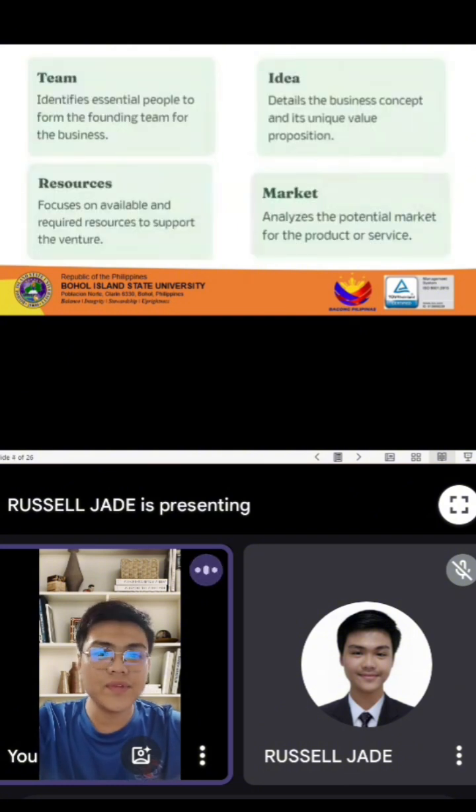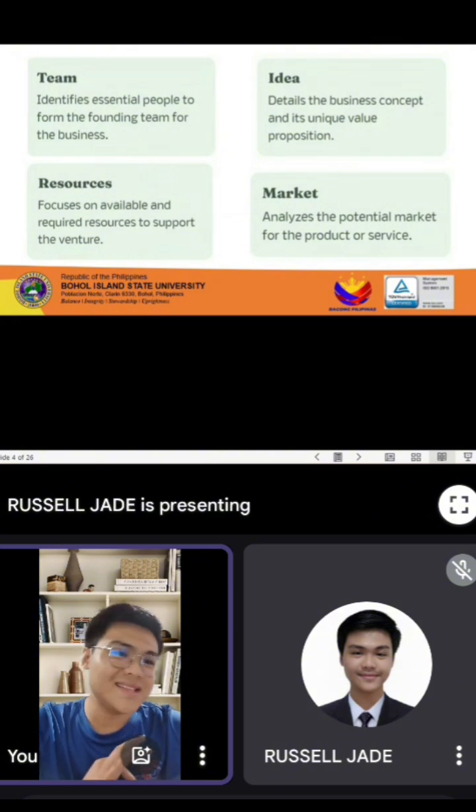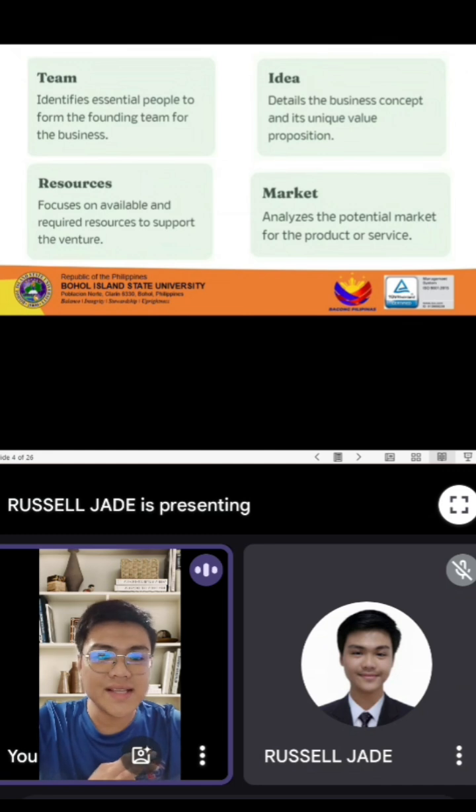So the team identifies essential people to form the founding team for the business. These are the people who are essential or relevant upon running your business. The next is the resources. It focuses on available and required resources to support the venture. Of course, in a business, we need to first identify and gather the essential resources for our business.